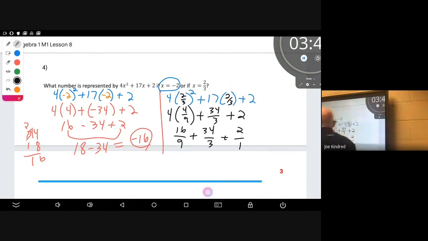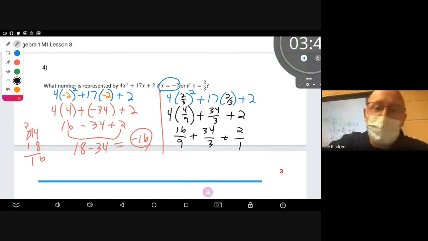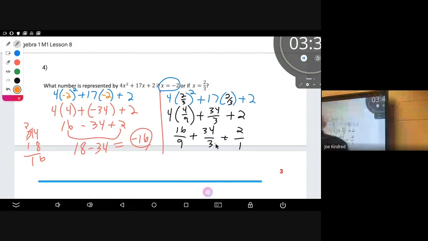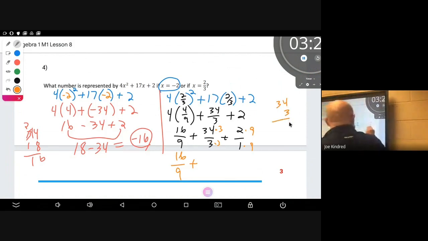So I'm going to show you, if you didn't have a calculator, how you would do this, or the quickest way, in my mind. So 16/9 plus 34 times 3 becomes 102/9 plus 18/9. And now it's just an addition game.